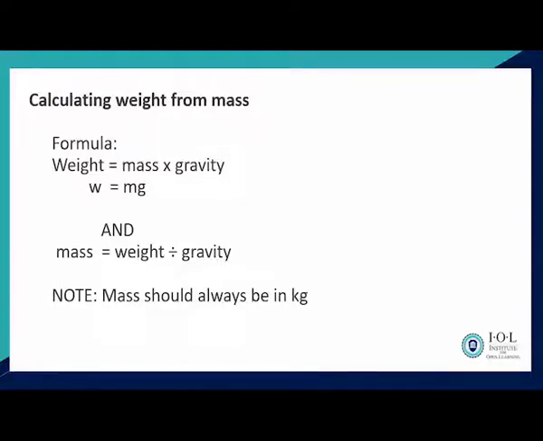Newton per kg. So this is the formula that we can use, and you can make mass the subject of the formula. When you are asked to calculate mass, you can use the formula mass is equal to weight divided by gravity. So this one is very straightforward, and it's just a matter of making what is asked the subject of the formula. Now, when you are calculating weight, mass must be in kilograms, because this is the SI unit for mass.